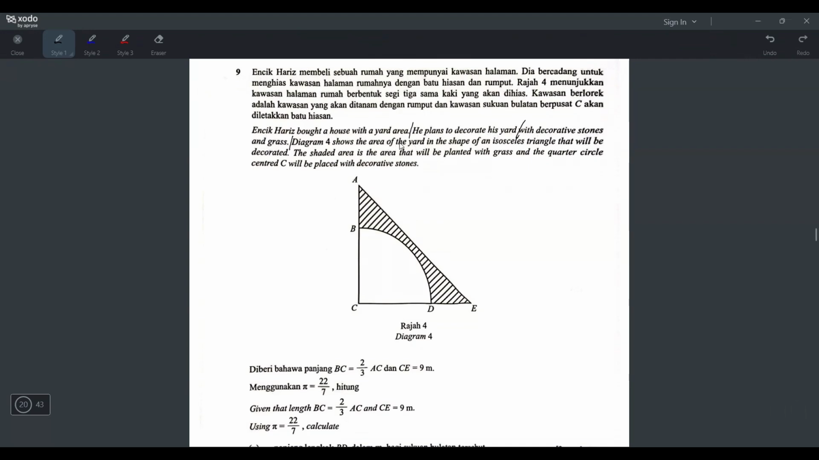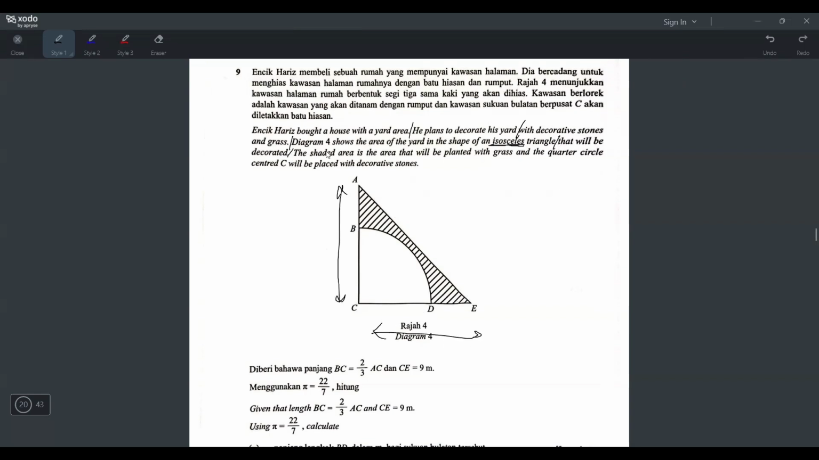Diagram 4 shows the area of the yard in the shape of an isosceles. Okay, this is a bit important because it tells us the shape, isosceles. So isosceles means a triangle with equal legs. It means later there are two lines of the triangle that are equal. And I think it's this line and this line that are the same. Okay, never mind, let's read first.